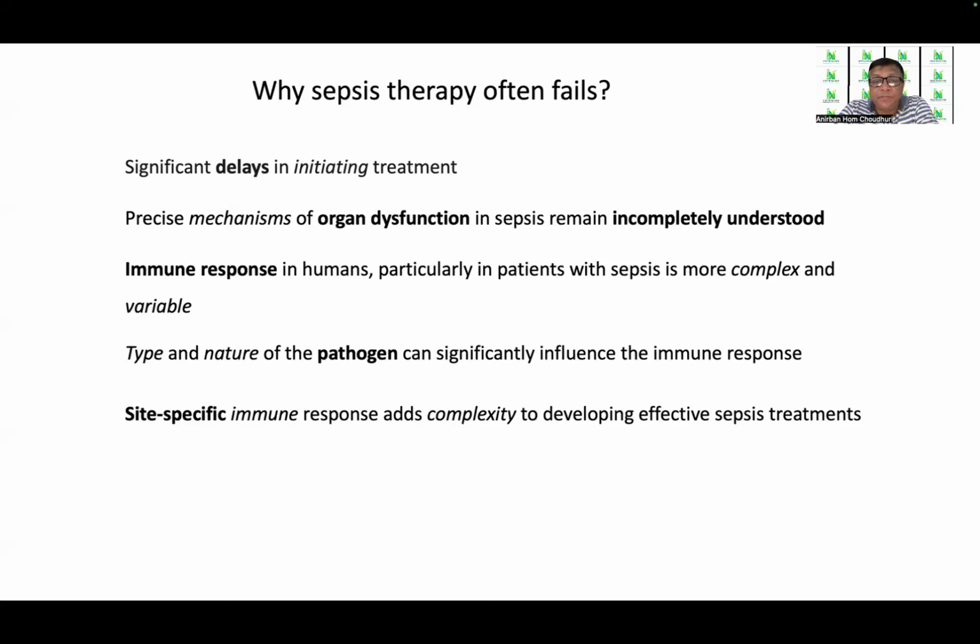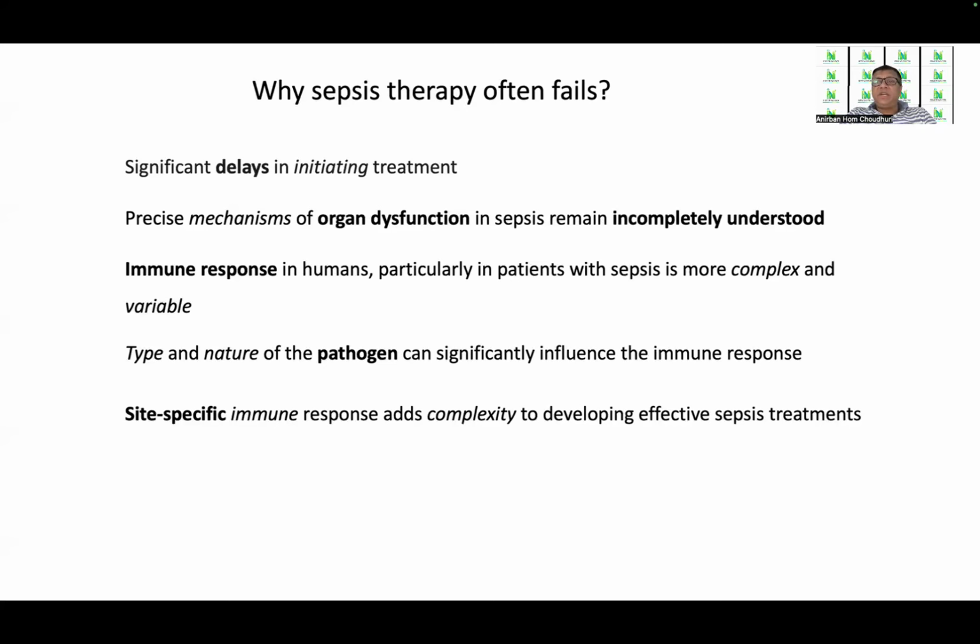Third is that the immune response in humans, particularly in patients with sepsis, is more complex and variable. Although we know that this is in the form of immune activation, the immune responses vary from immune activation to immune paralysis. The anti-inflammatory agents work during the immune activation stage, and during immune senescence and the immune paralysis phase, drugs to activate the immunity are needed.